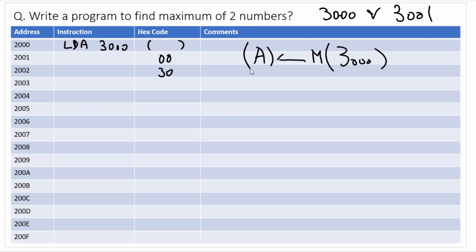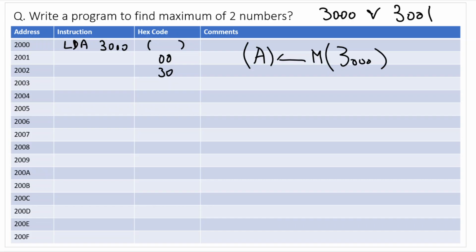So we have loaded the contents of memory location 3000 to the accumulator. We will now transfer this to any other location. Move B comma A. You can write move C comma A, D comma anything. We are simply storing whatever was in the accumulator in some other register.